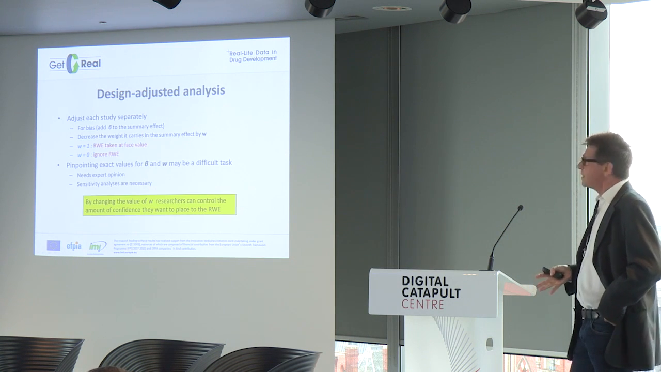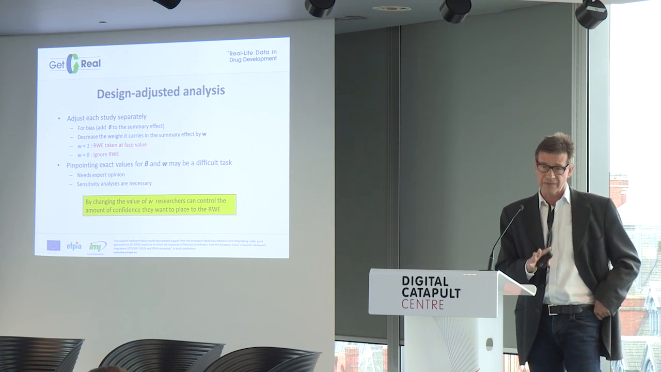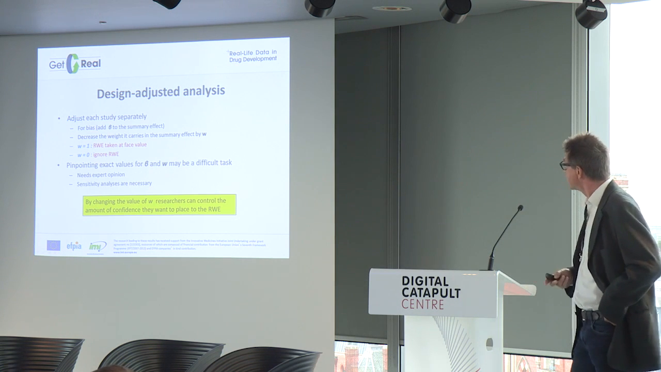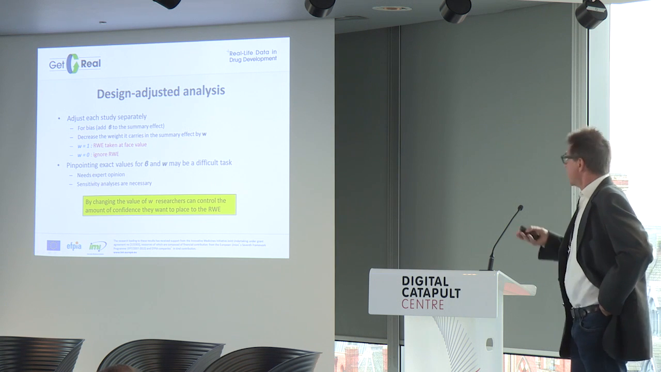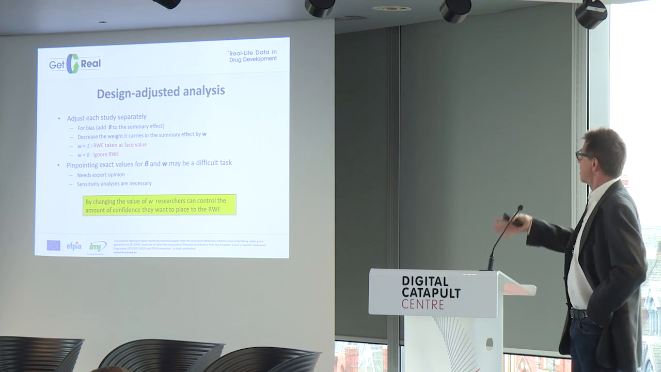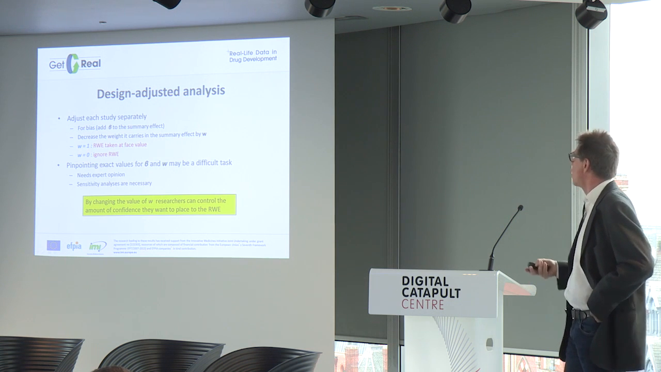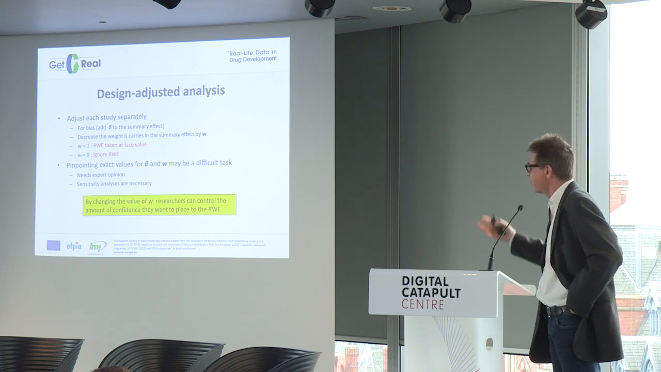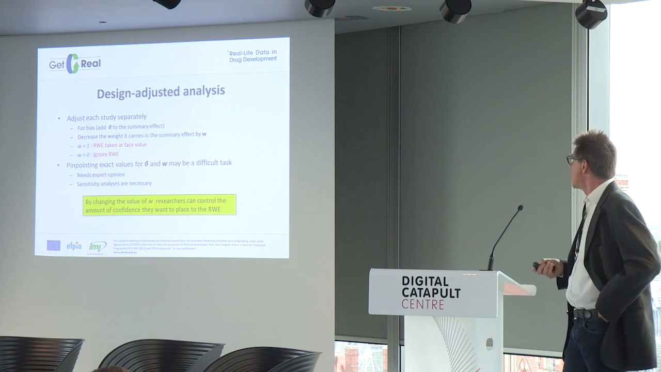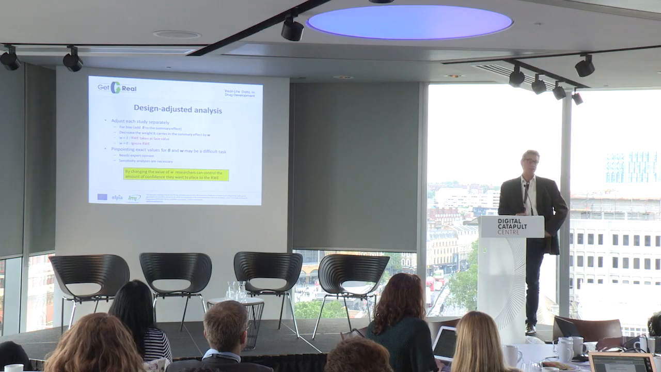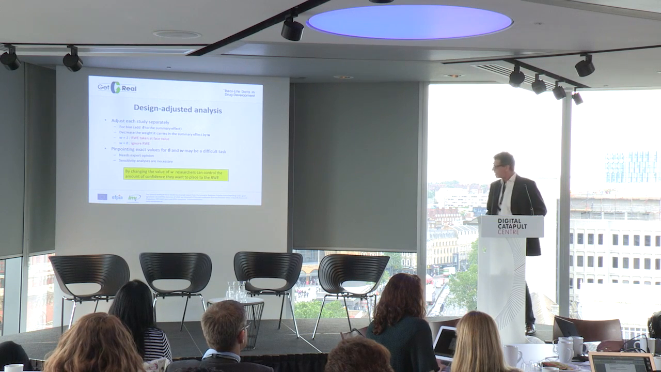So we need to do this really separately for each study. That's very important to understand. And we add, as I said, the beta to the summary effect to correct for bias, and then we decrease the weight it carries in the summary effect by using the W term. If we have W equal 1, then we're taking the real-world evidence in full, if you like, at face value. If we set it to 0, we basically ignore it completely.